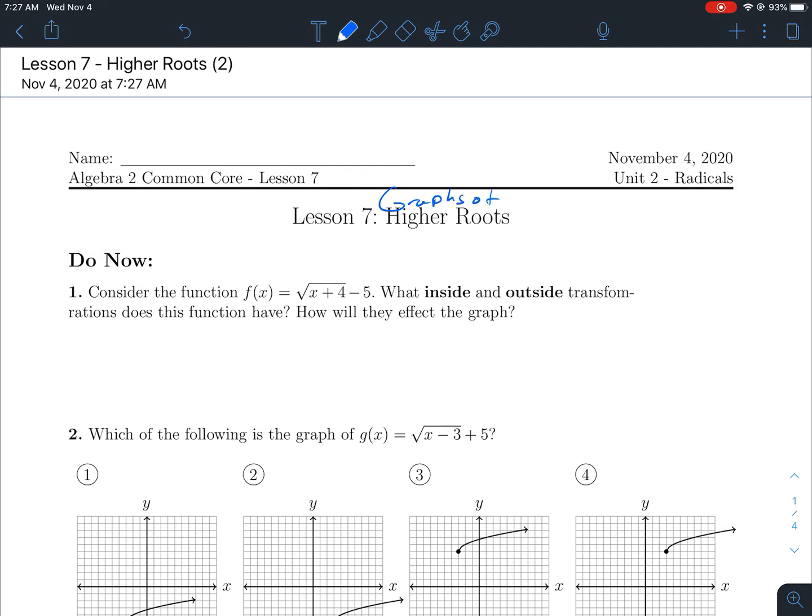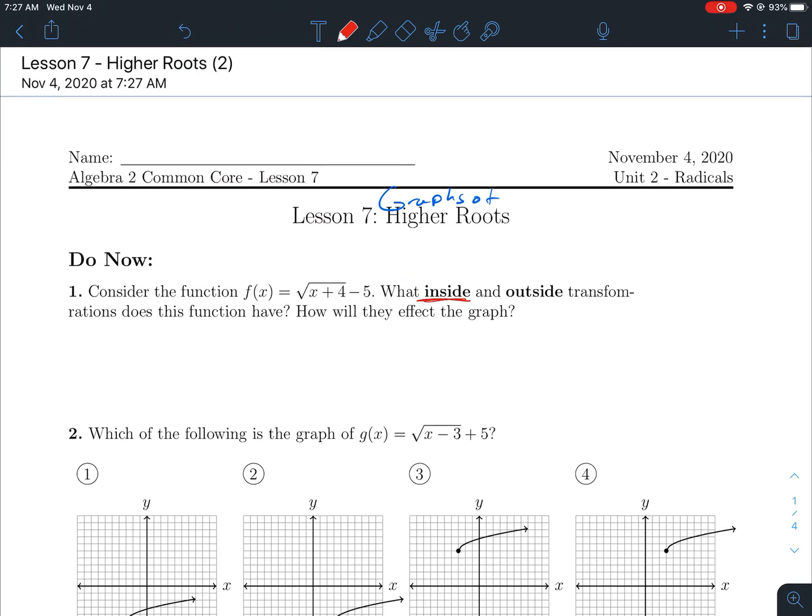Alright, so we're going to be considering the function f of x is equal to the square root of x plus 4 minus 5. What inside and outside transformations does this function have? Looking at it, the key idea with an inside transformation is that it happens inside of the function, in this case inside of the square root. So here we've got an inside transformation of plus 4, because that's underneath the square root with x. All right, so that's our inside transformation.